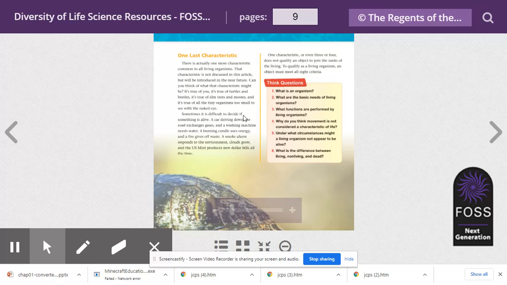Sometimes it is difficult to decide if something is alive. A car driving down the road exchanges gases, and a washing machine needs water. A burning candle uses energy, and a fire gives off waste. A smoke alarm responds to the environment. Clouds grow, and the US Mint produces new dollar bills all the time. One characteristic, or even three or four, does not qualify an object to join the ranks of the living. To qualify as a living organism, an object must meet all 8 criteria.